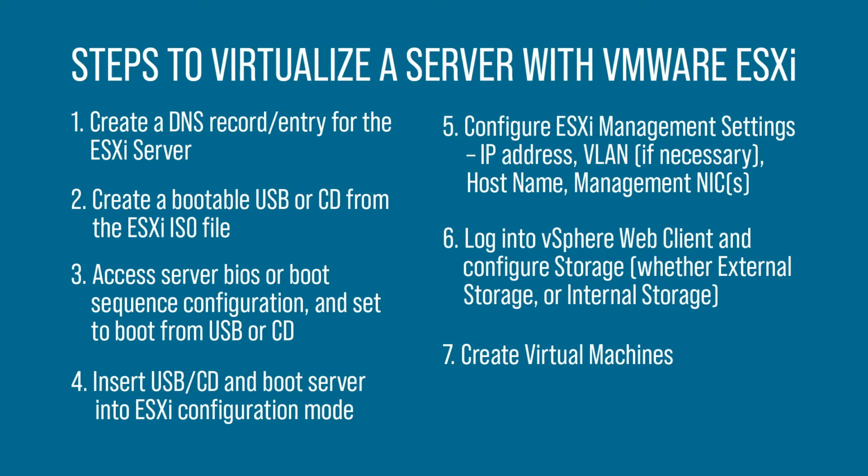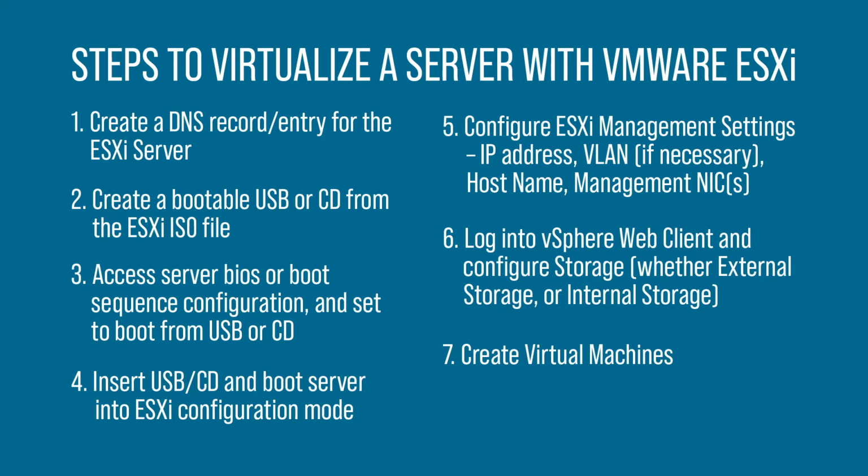Then we're going to want to create a bootable USB or CD from the ESXi ISO file. You can download that ISO file for ESXi from VMware, and then you create a bootable USB or CD so that we can boot the server with that. Then the next step is that we're going to access the server BIOS and configure the server to be booting from the USB or the CD. Or it might just be in the boot sequence configuration for the server. Then you insert the USB or the CD and boot from there into the ESXi configuration mode.